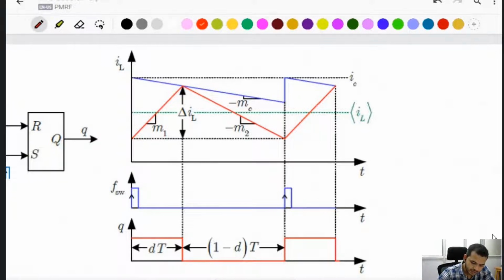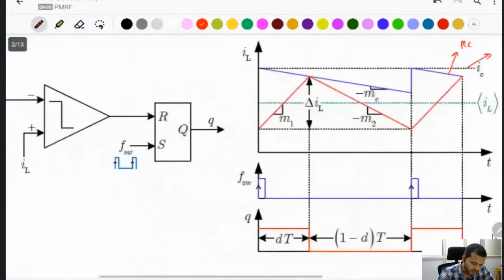This one is IC, and this one is a triangular wave. So this slope is MC. The triangular wave is given here.